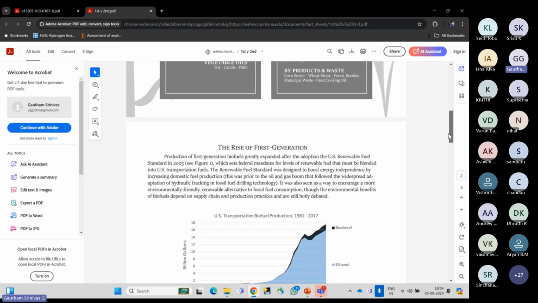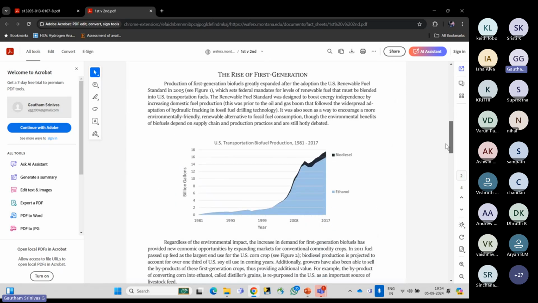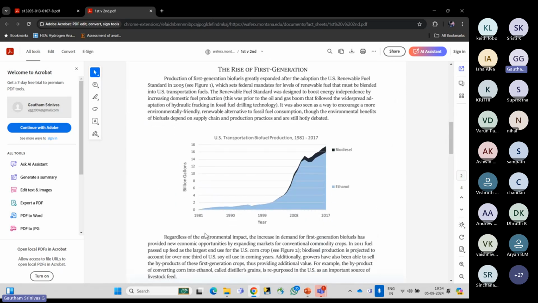So these are the differences. So you can see the rise of the first generation. I was just telling you about the oil crisis, and how in the 1970s and 80s, ethanol just shot up. Until the 1990s, it was more of, okay, what happens if there is no crude oil supply from the Middle East.